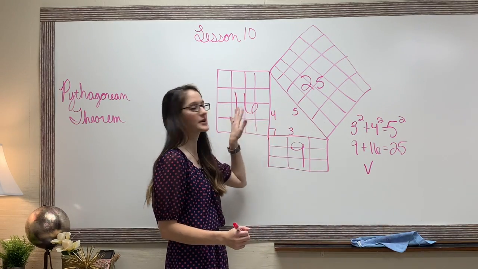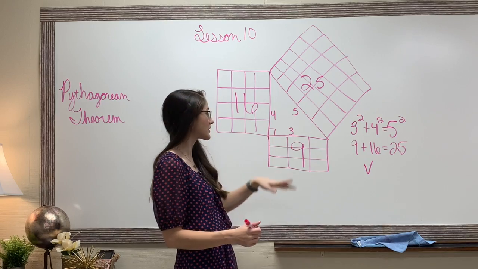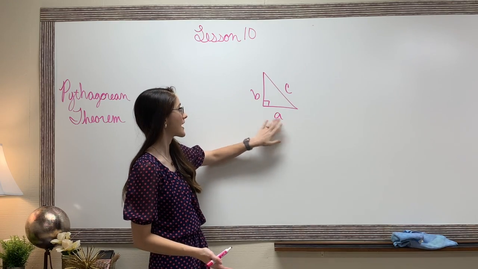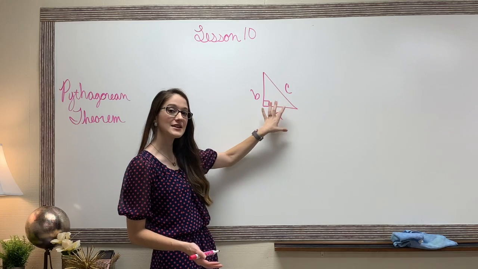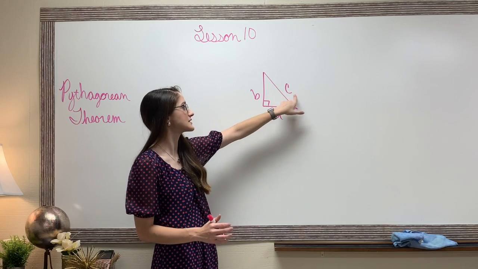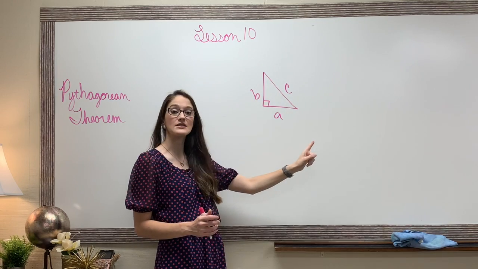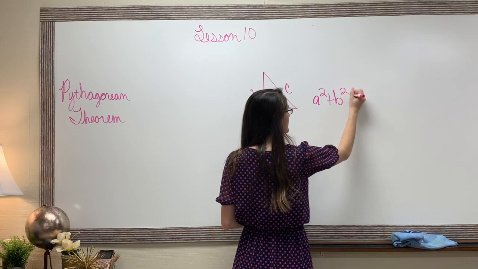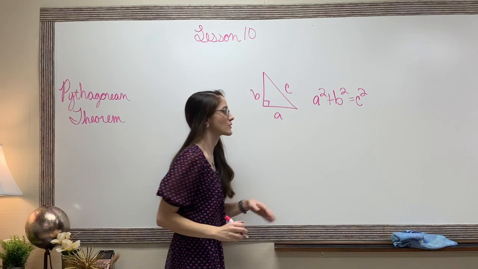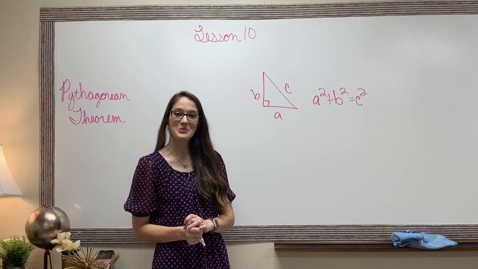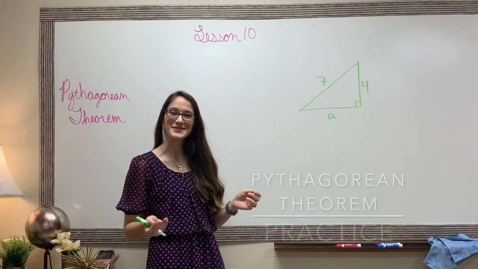So instead of working with 3, 4, and 5 for our formula, we're going to use variables. We'll say A and B and C. In this case, for establishing the formula, A and B are my legs, and C is my hypotenuse because it is the longest side of my triangle. And so we write it as A squared plus B squared equals C squared. This is something that we will use for the rest of this year, so make sure that you remember it. Okay, so let's do some practice.